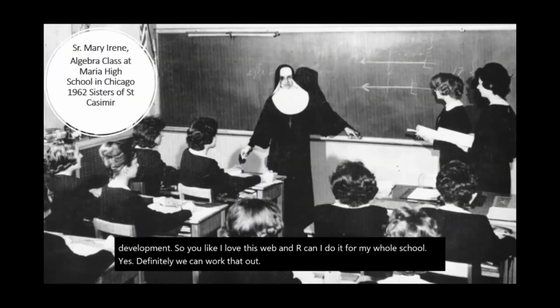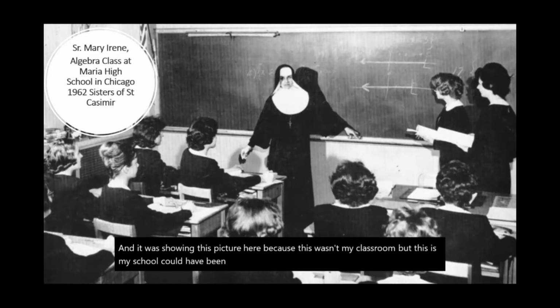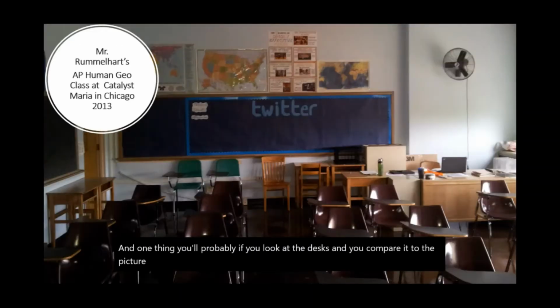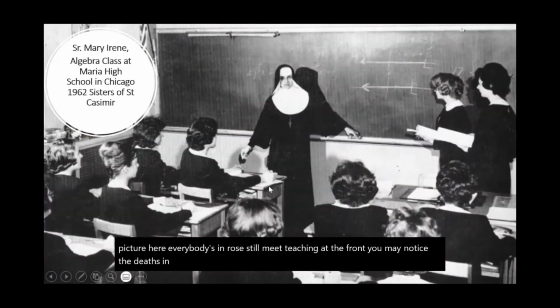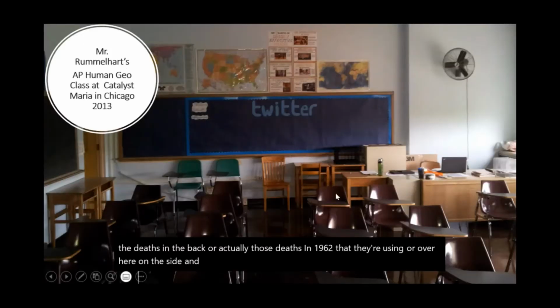And I also like showing this picture here because this wasn't my classroom, but this is my school. Could have been my classroom from 1962. And one thing you'll probably notice, if you look at the desks and you compare it to the picture here, everybody's in rows, still me teaching at the front. You may notice the desks in the back are actually those desks from 1962 that they're using. They're over here on the side, and the chairs right here still worked perfectly in 2013.